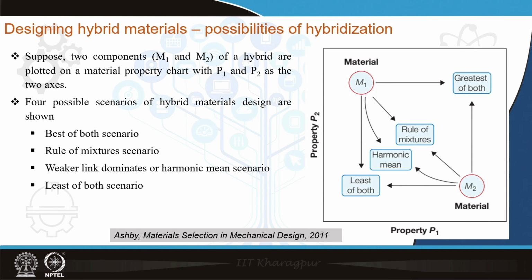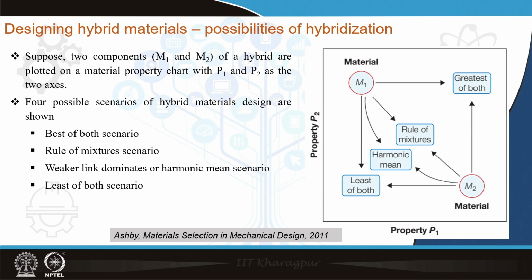That means, in this best of both scenario, as you will be seeing afterward, the aim is to obtain the best properties of both the materials. The second and third are actually more commonly observed for composites material design. The second one is called the rule of mixtures, and the third one is called the harmonic mean, and then the last one is called the least of both options.